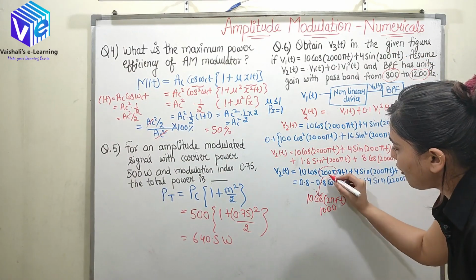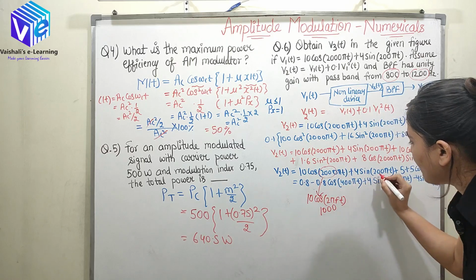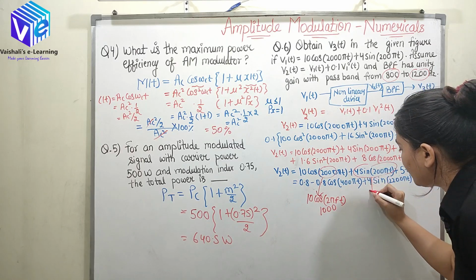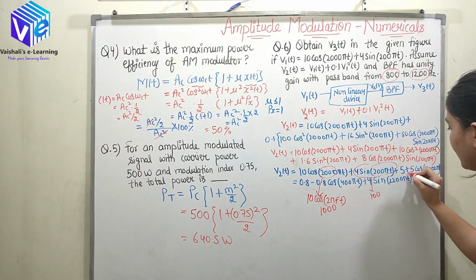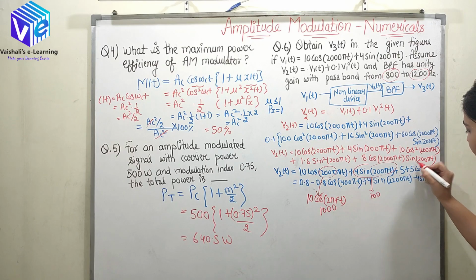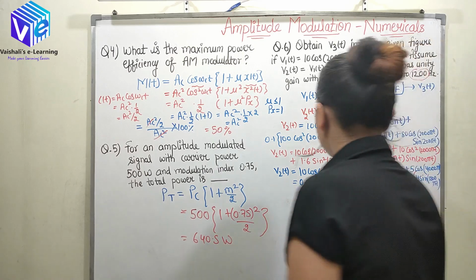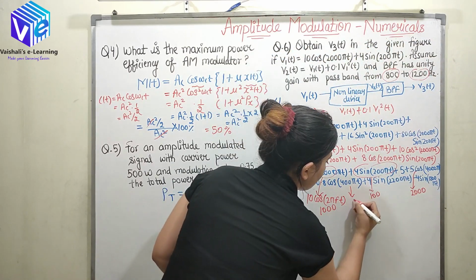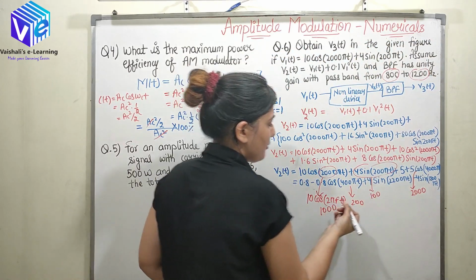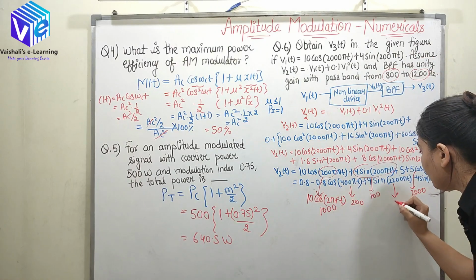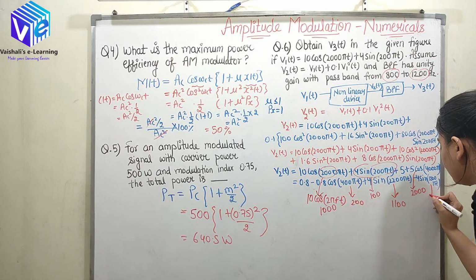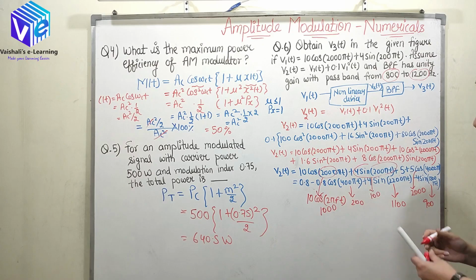So the frequency for this signal is 1000. For this signal, it will be 100. So here, this is a constant. Here we have 2000 frequency. This is again a constant. Here we have 200 frequency. Here we have 1100 frequency, and here we have 900 frequency.